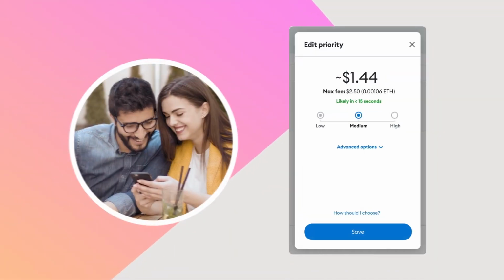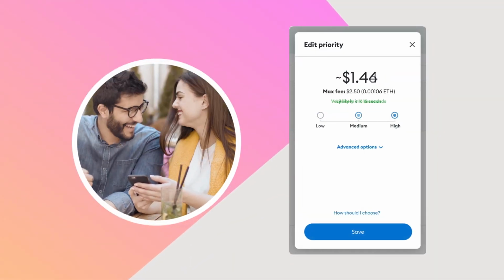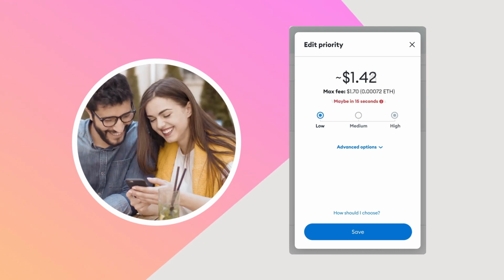That's it. Have fun setting your transaction priority. Or if you're like me, just leave it on the recommended setting.